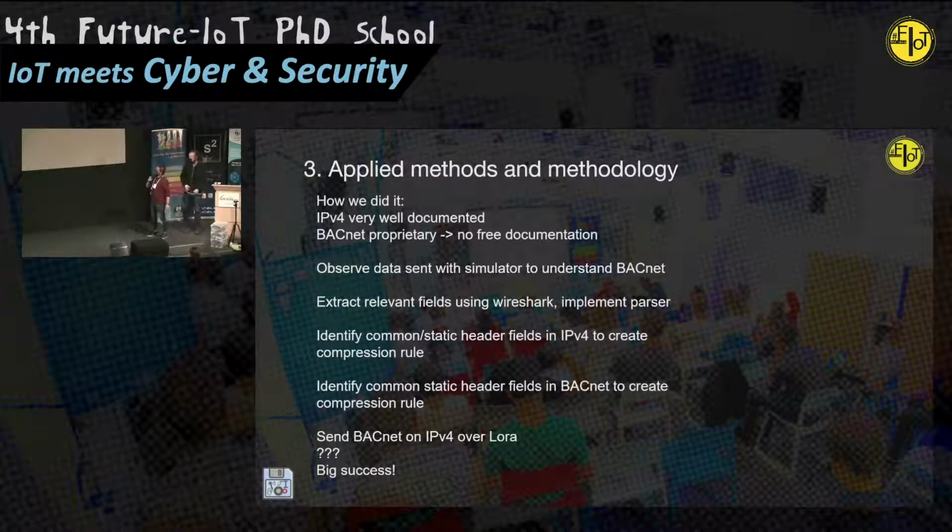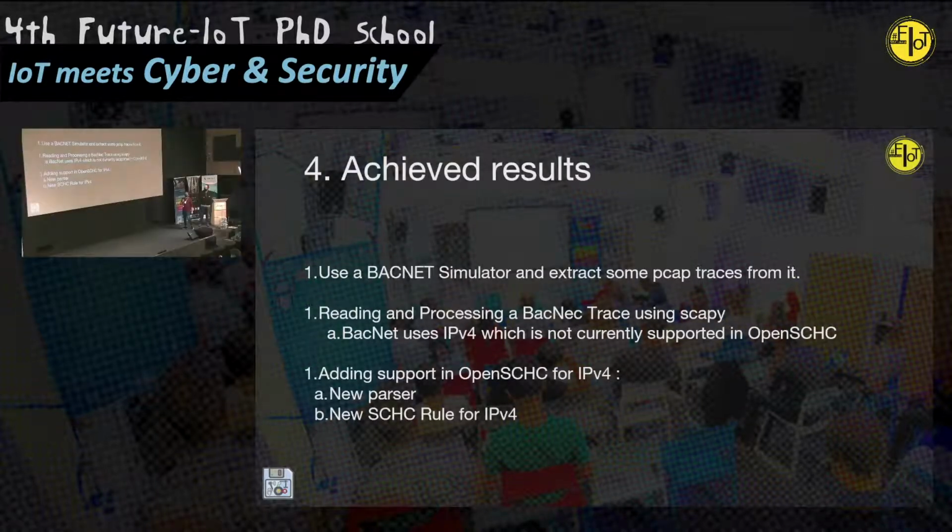Okay, so basically, what results did we achieve? First of all, we used the BACnet simulator to get all the packets from the BACnet simulator. So we need to extract the traces, save them in a pcap file with Wireshark, and then we need to reverse engineer the BACnet protocol to see what happens with that.